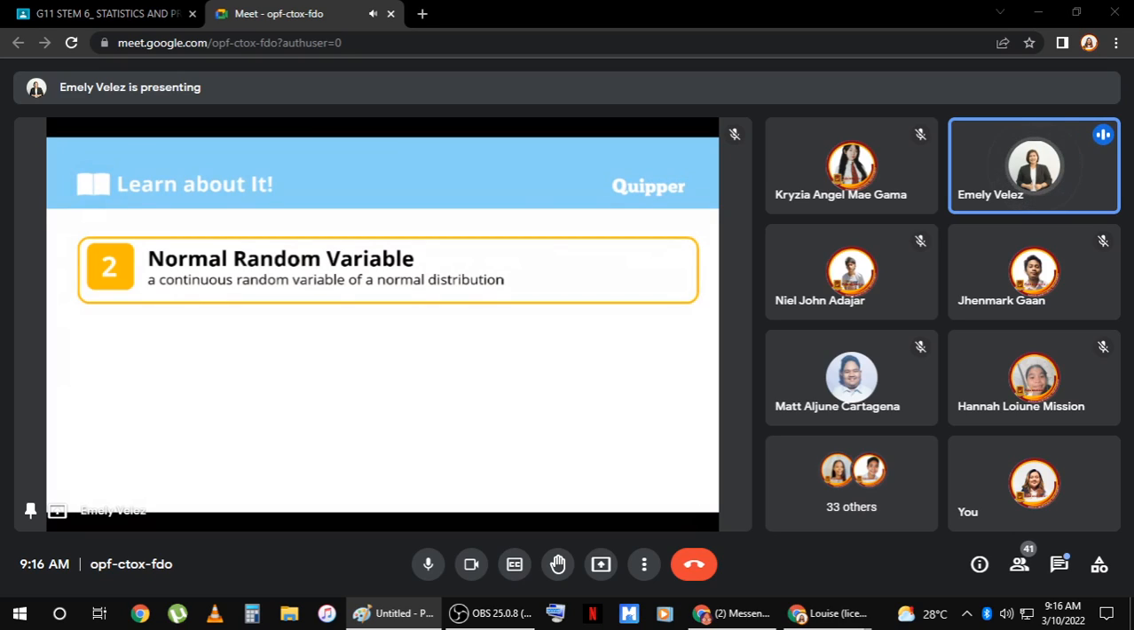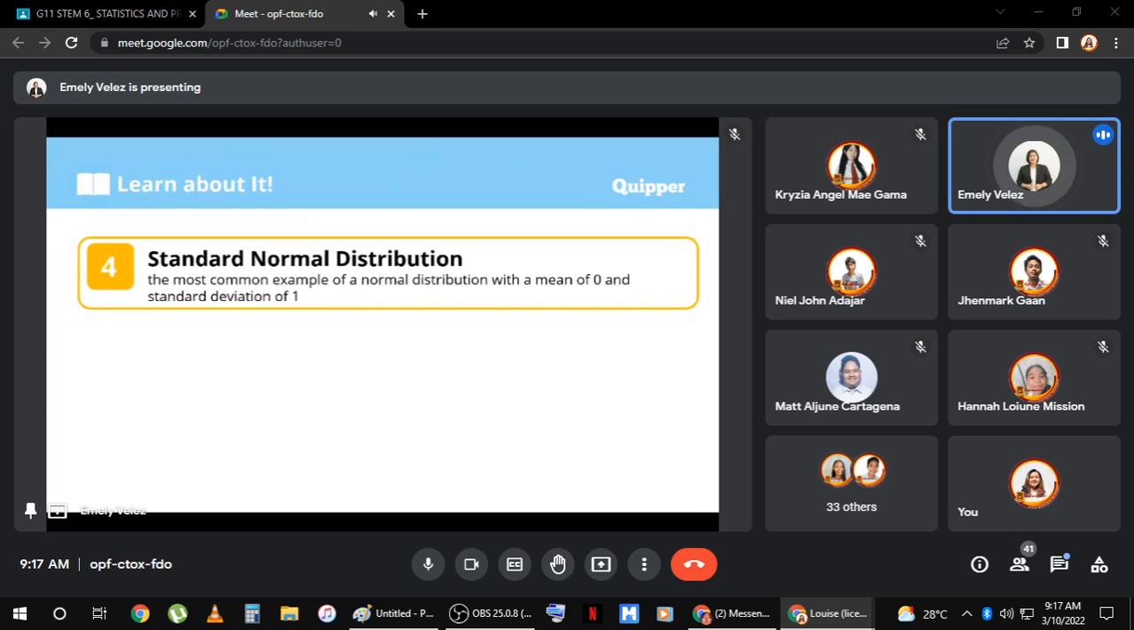Next term is the normal random variable. In our previous lesson, we tackled discrete random variables. But at this point, we will be discussing continuous random variables. In this particular lesson, you will seldom hear the term continuous because we make use of the term normal random variable. Don't worry, they are just the same. That is why our examples, age can be measured, height can be measured, are continuous random variables, or in this lesson, normal random variables.